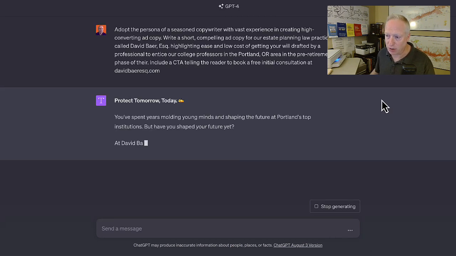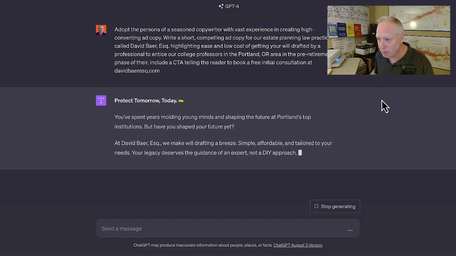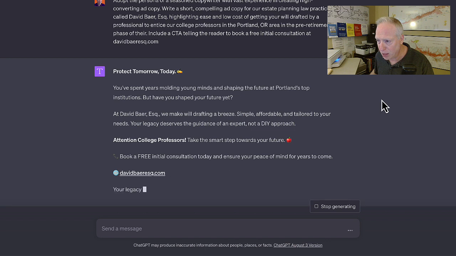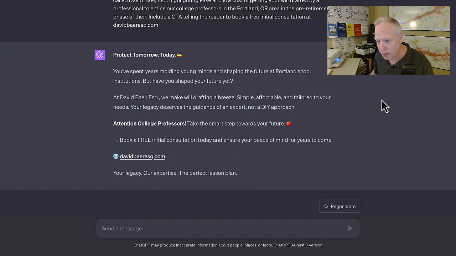So, protect tomorrow today. You spent years molding young minds and shaping the future of Portland's top institution. But have you shaped your future yet? At David Baer Esquire, we make drafting a breeze. Now, I think that's probably the wrong word there. Simple, affordable, and tailored to your needs. Your legacy deserves the guidance of an expert, not a DIY approach. Okay, so that's like contrasting it to the alternative.